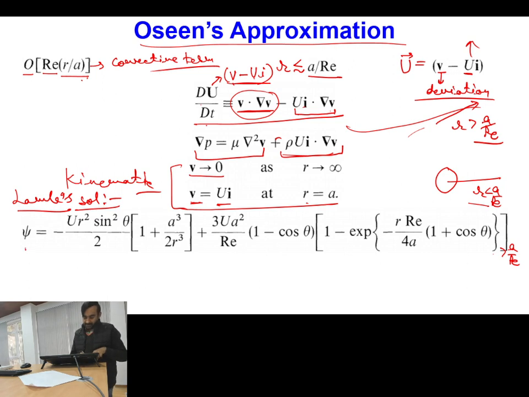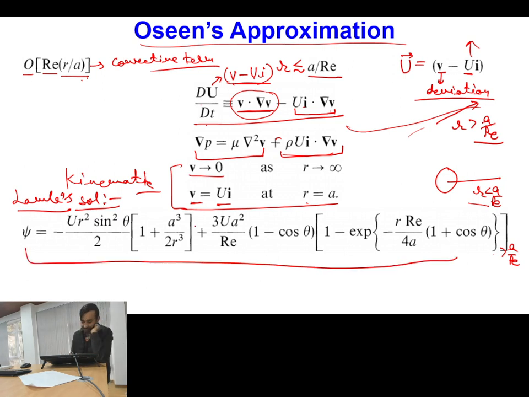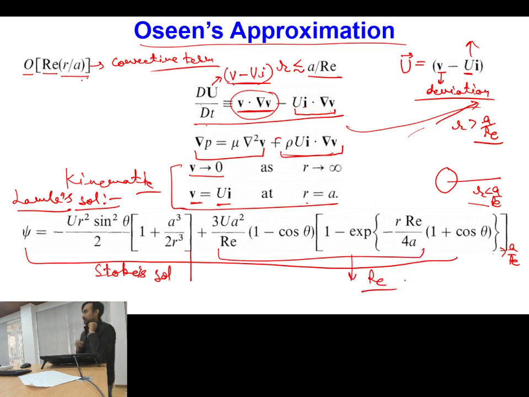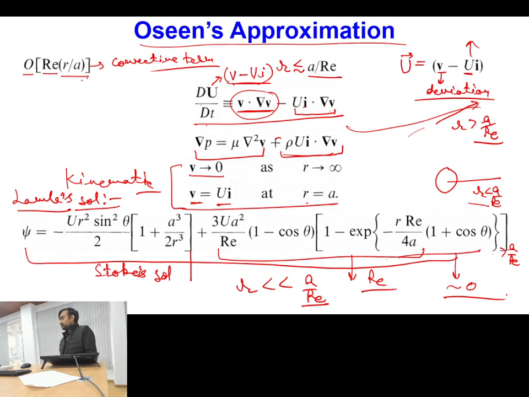So according to Lamb, this is now the new value of psi. Up to this point, it is identical to Stokes' solution. After this, you have the terms which are coming because of the effect of Reynolds number. Particularly, if you consider your value of r to be significantly less than a by Re, then these terms will become close to 0, so ultimately the solution will again shift towards the Stokes solution. Small v means, whenever your flow field is approaching the surface, how much deviation there is in the flow field other than the free stream. Is this one clear?